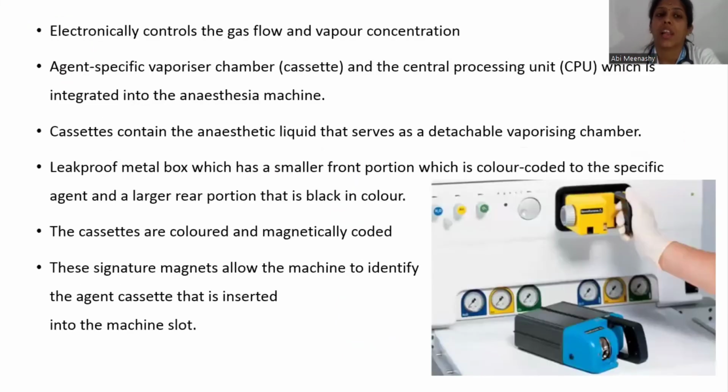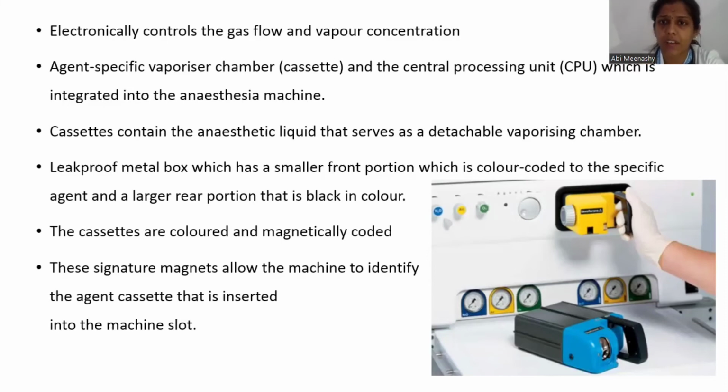Okay. Electronically, it controls the gas flow and the vapor concentration. You can set the gas flow and the vapor concentration into the computer, and the computer will decide how much gas should flow inside. It has an agent-specific vaporizer cassette and the central processing unit that is integrated inside the anesthesia machine.